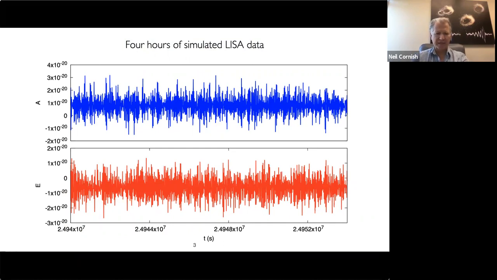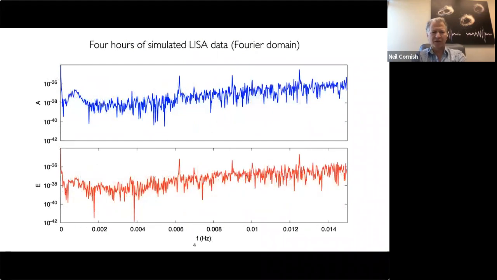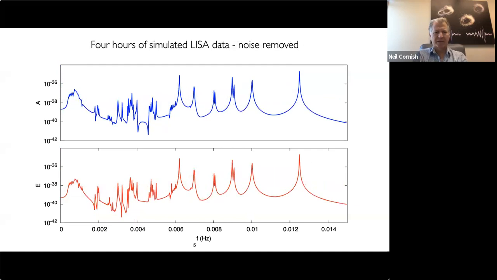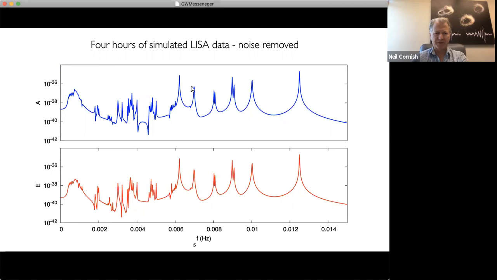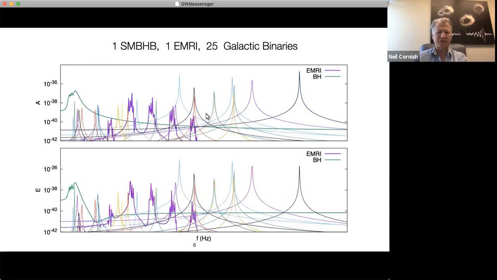This is in the time domain. If we transform that to the Fourier domain, there are a few little spikes showing up. And if we clean out the noise, here is a collection of sources. Some of those individual spikes are galactic binaries. We have, I think, one EMRI here and one black hole. If I separate out the components from what was injected, you can see that in this case there were 25 galactic binaries, one EMRI, and one supermassive black hole.